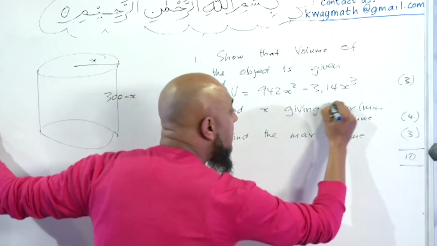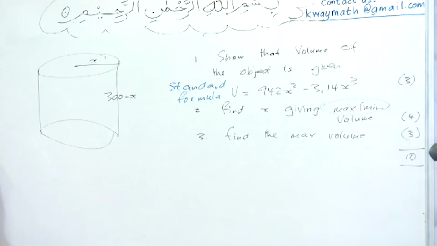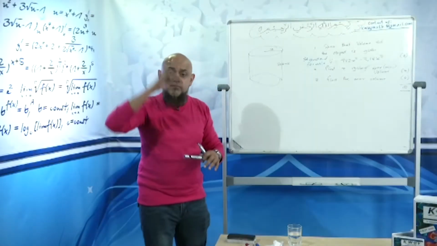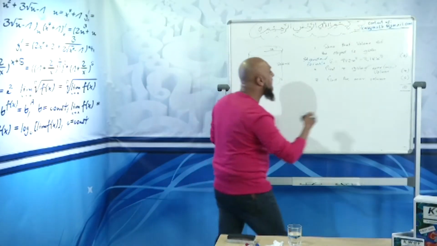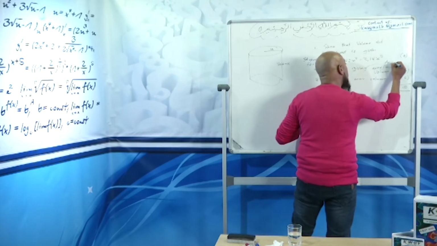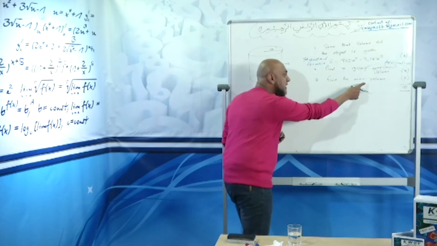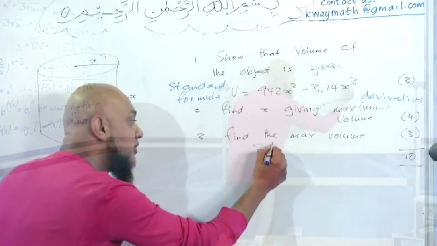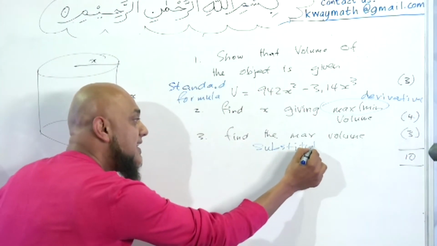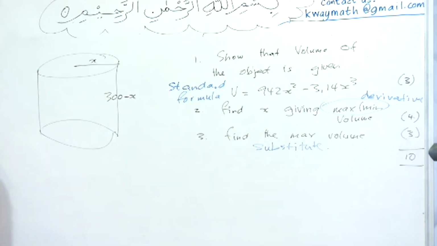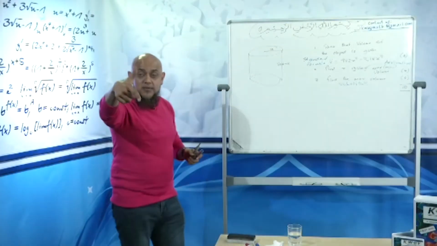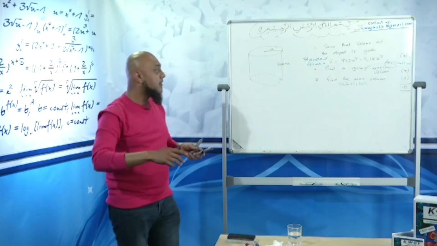When they say minimum or maximum, we know in calculus, whenever they talk about minimum or they talk about maximum, what are they talking about, guys? They're talking about derivative. That's where we're going to be using derivative. Find the maximum volume, that's where we're going to substitute. And this is the order, this is the style. That's how simple it is. Standard formula, derivative, and find the maximum volume.